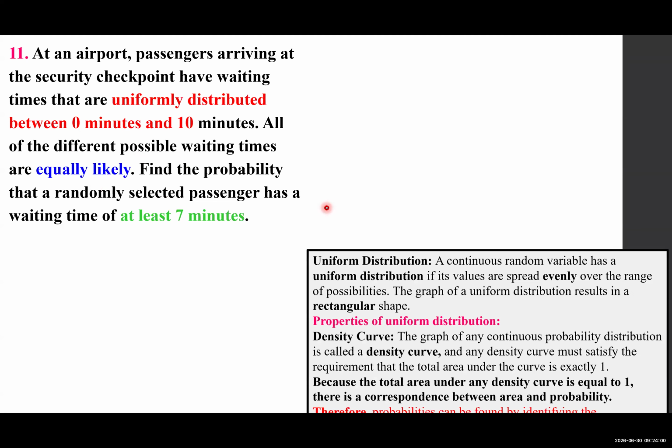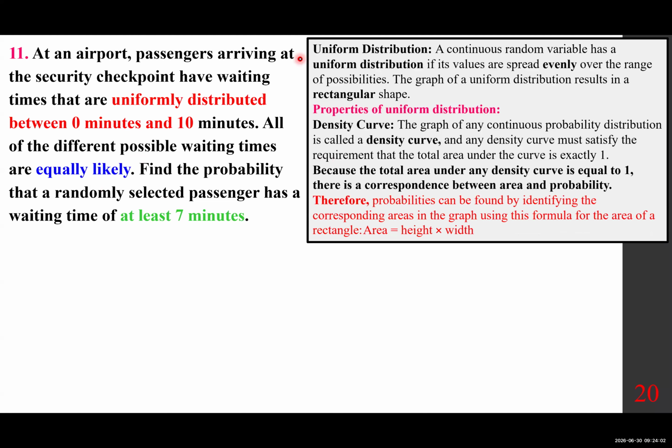So let's discuss something. Number one, what is a uniform distribution? A continuous random variable has a uniform distribution if its values are spread evenly over the range of possibilities. The graph of a uniform distribution results in a rectangular shape. Properties of uniform distribution. Density curve.